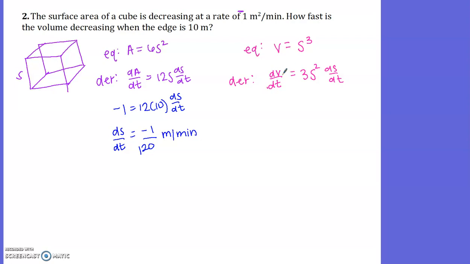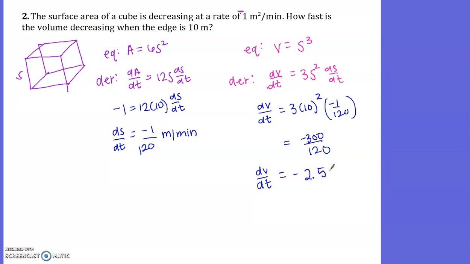Then what we're looking for is dV/dt. So that'll be 3 times 10 squared, so this is our s still, times ds/dt, that's what we just found right here. So -1 over 120. So that'll give me 300 times -1, so -300 over 120 is going to give me the rate of change for the volume to be -2.5. Since it's volume, it'll now be meters cubed per minute.